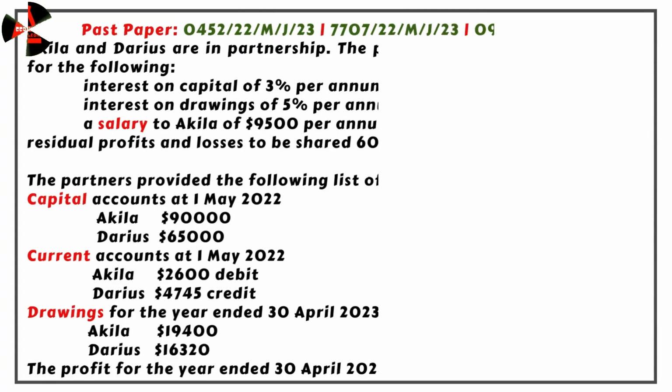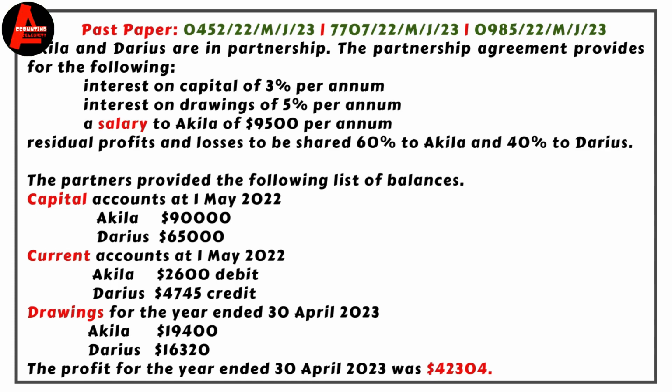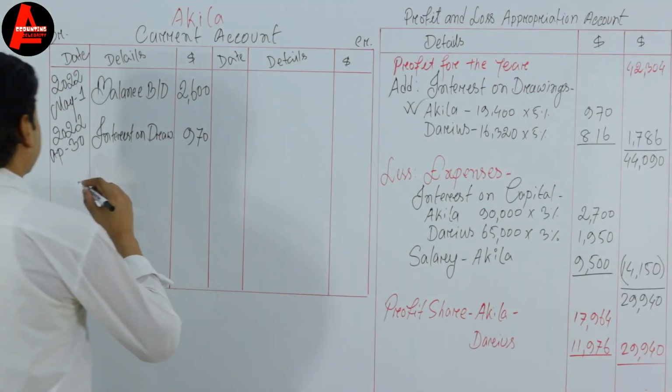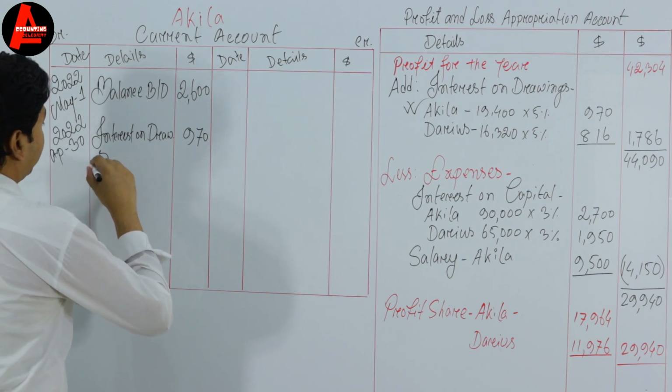So we will see on the question what our drawings are. Drawings for the year ended 30 April 2023. Here we see Aquila, it is $19,400, and Darius, it is $16,320. So we are doing Aquila. We will take Aquila's balance. It is $19,400. So let us write here drawings.